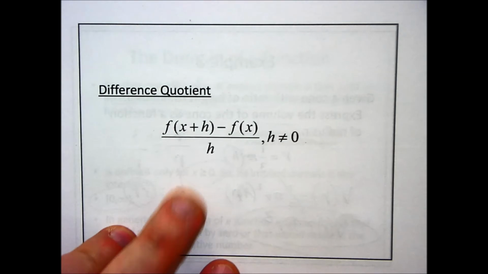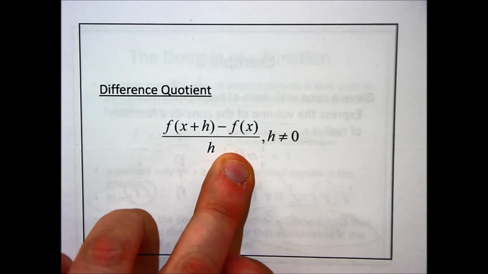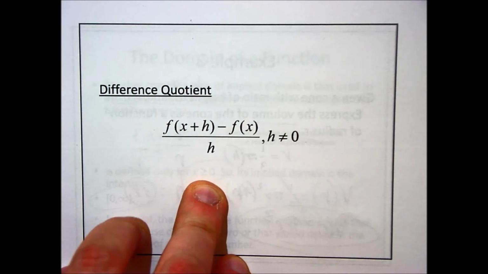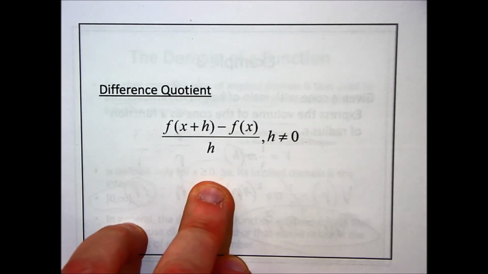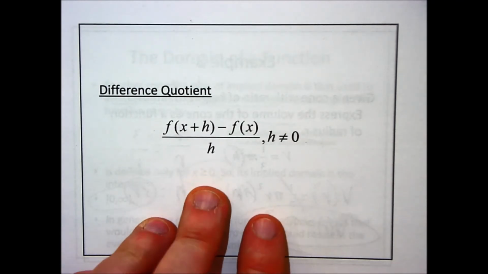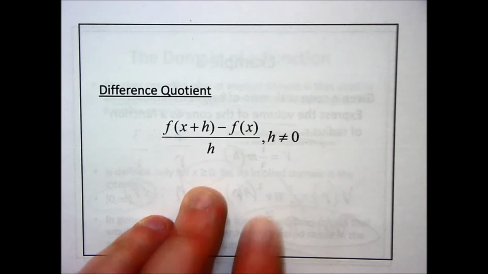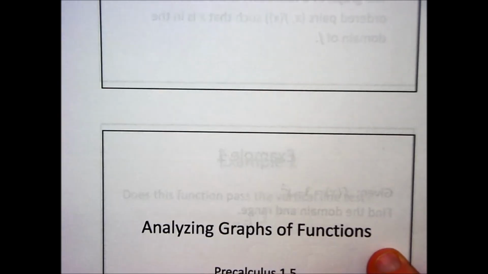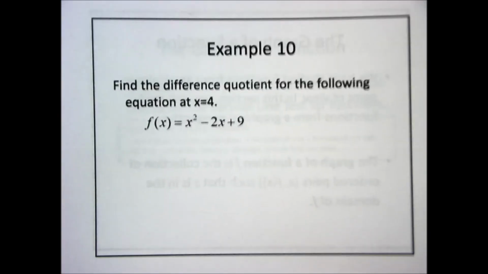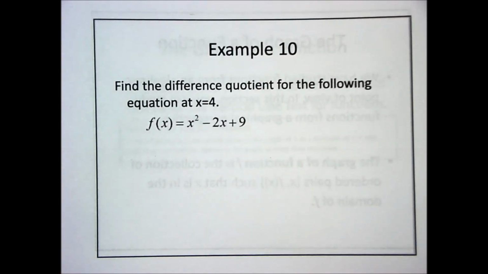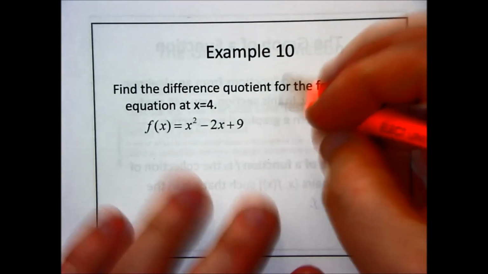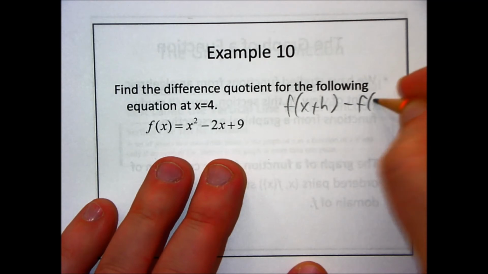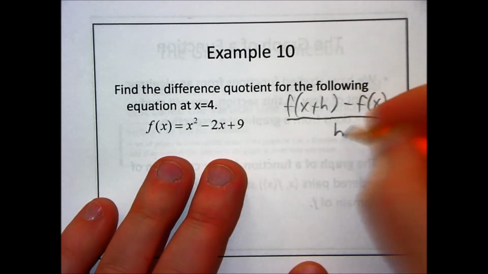So if I have f of x plus h minus f of x, they're going to give you an f of x formula to use for this, divided by h. This is the difference quotient. That just means you simplify it. I'll copy it down again on the next page. But if I look at this problem, the difference quotient for the following equation at x equals 4. So it's f of x plus h minus f of x divided by h.